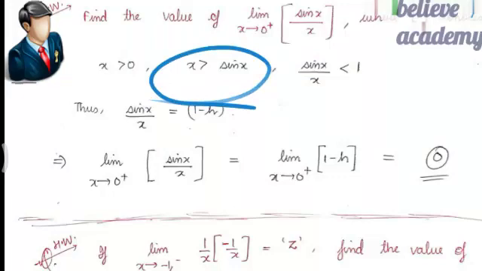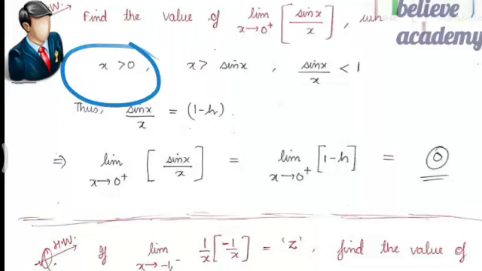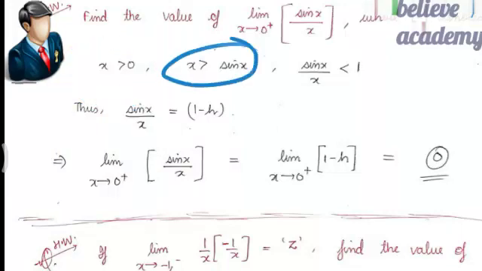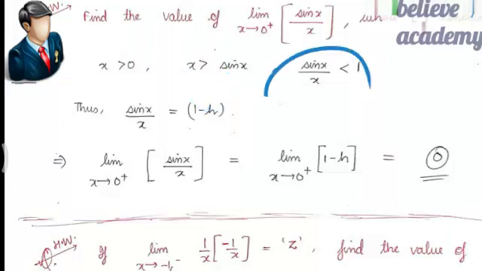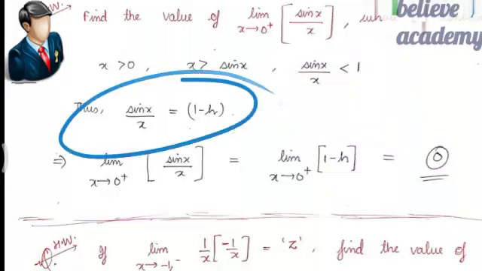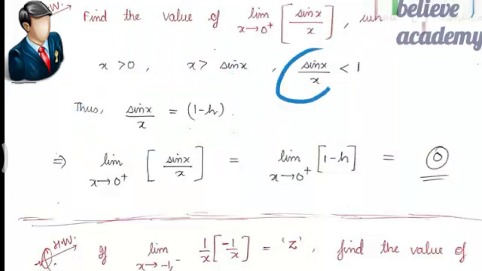If we take x on the other side, we can divide it because x is greater than 0. I have dealt with this in the basic mathematics part, that whenever the quantities are greater than 0, we can take that in the cross multiplication. So we get sine x upon x to be less than 1. Now sine x upon x is basically equal to 1 minus h. This function is less than 1. Less than 1 means what? We can take this to be 1 minus h.